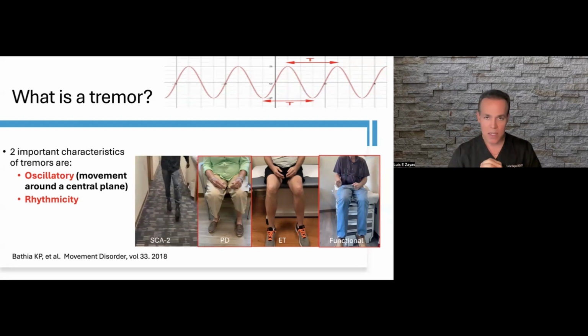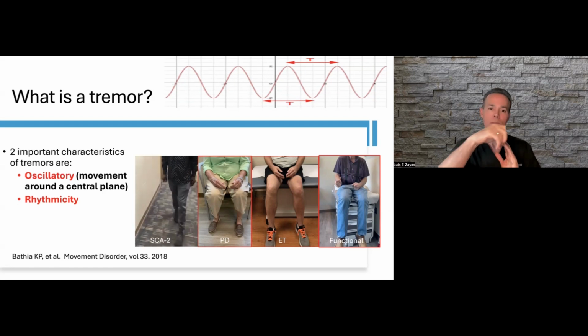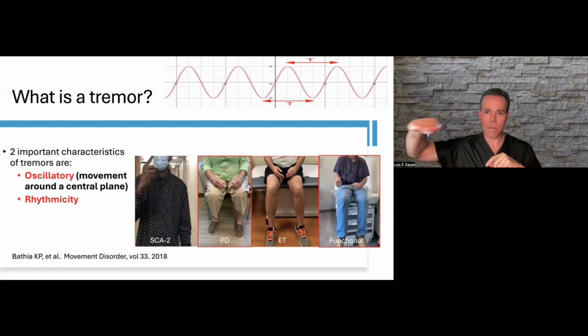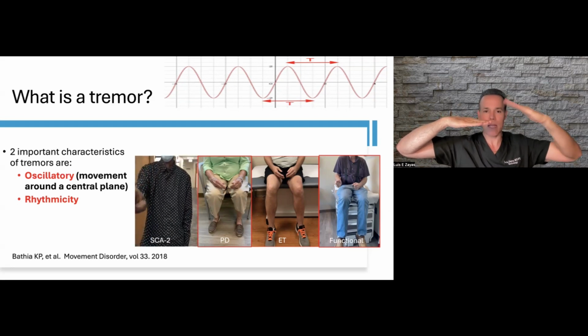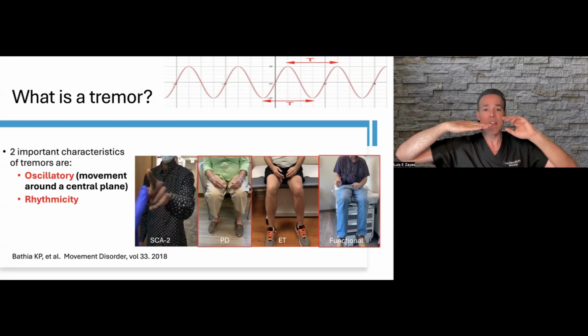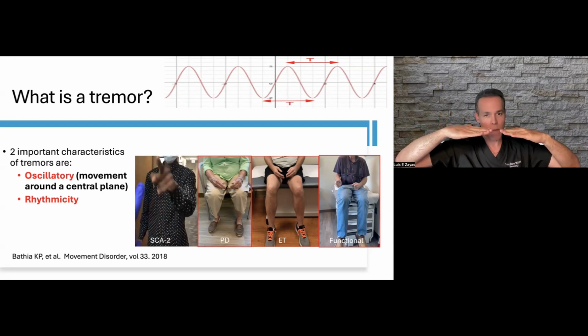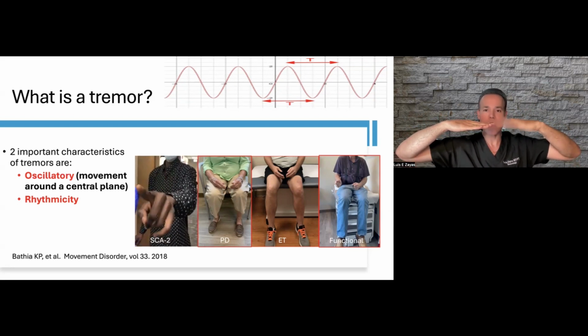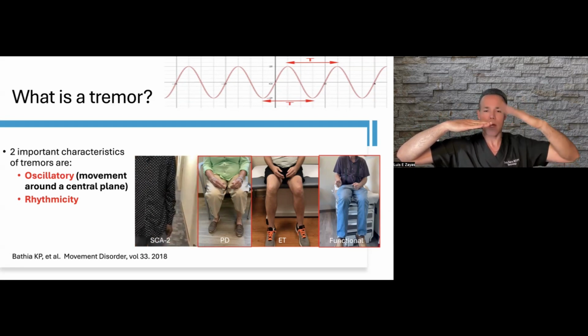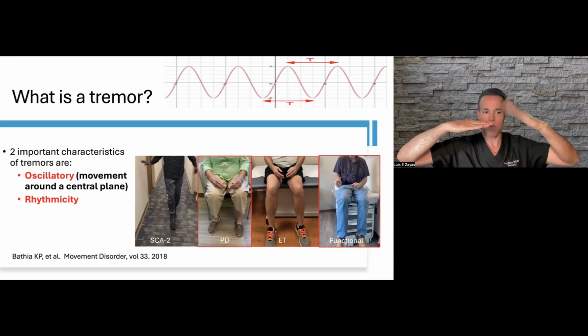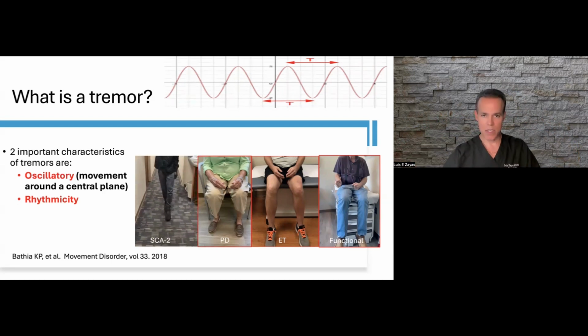The other characteristic is that they are oscillatory movements, which means that they move around a central plane. So this is the plane, and they move around a central plane. This is what we call oscillation, different from jerks or myoclonus, which are unidirectional. So one side. So this is a jerk. It's a fast movement. And tremors are like this, oscillatory movement. That's the two main characteristics.